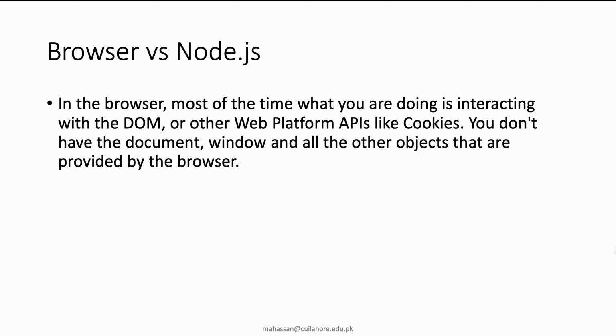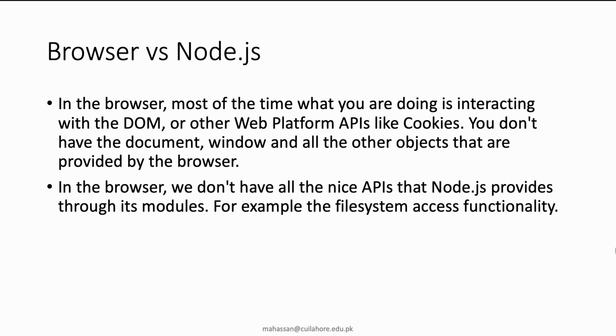However, in Node.js, these APIs don't exist, and we don't have access to objects like the document or window that are provided by the browser. Instead, Node.js provides its own set of APIs such as the file system module, which allow us to interact with the file system on the server side. Therefore, it's important to keep in mind that when writing JavaScript for Node.js, we won't be able to use the same APIs that we can use in the browser, and we will need to use the appropriate module provided by Node.js to accomplish server-side tasks.